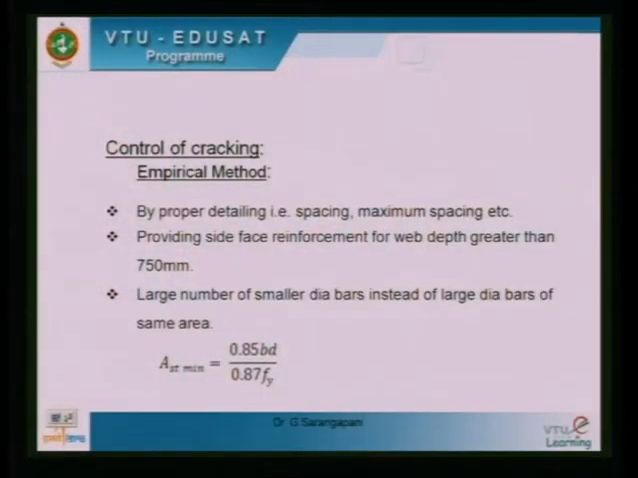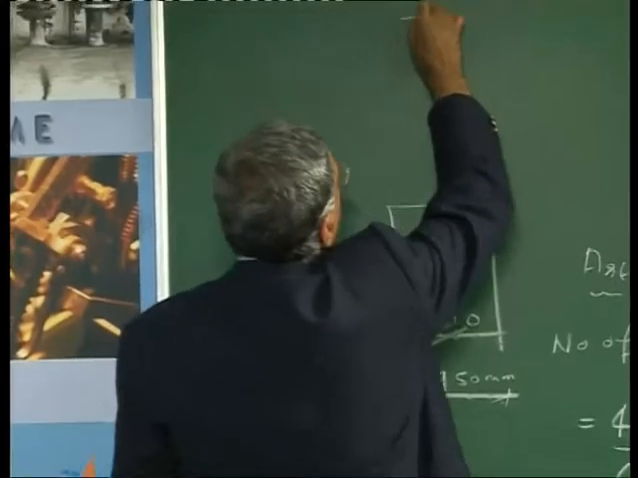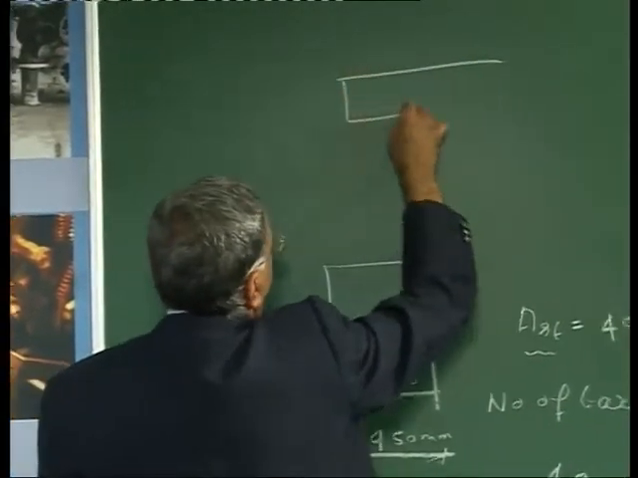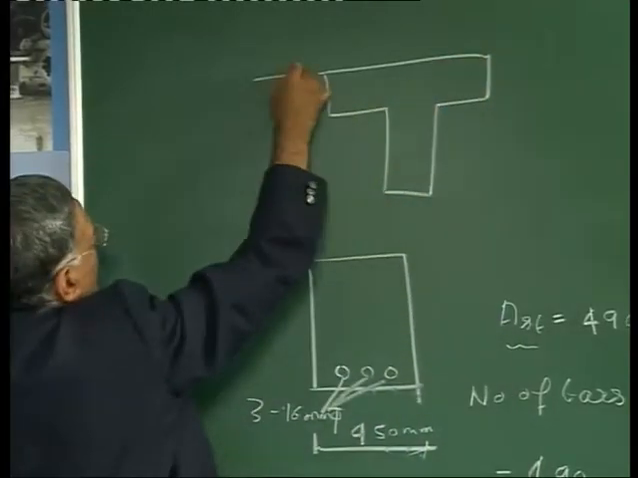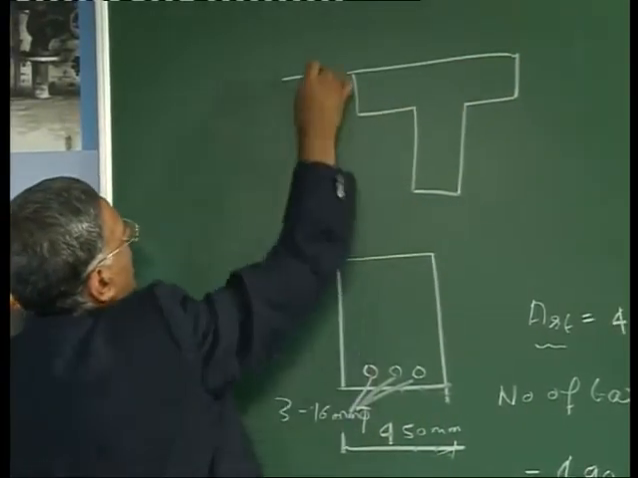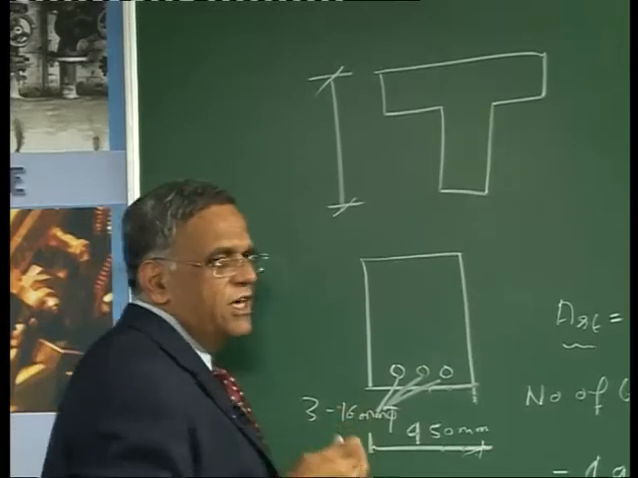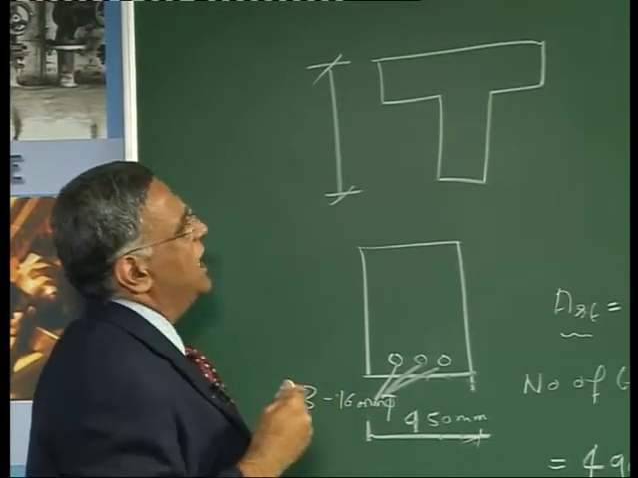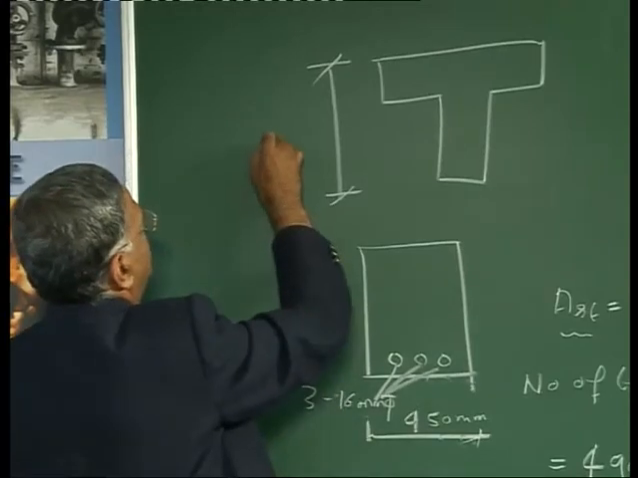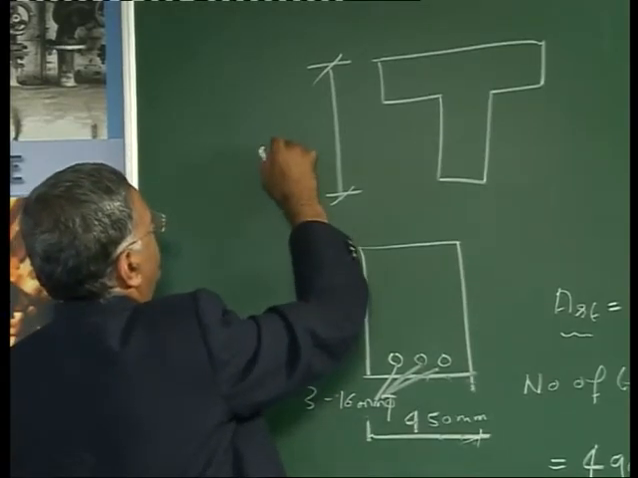Next, let us consider a deep beam like this. Sorry, it cannot be called a deep beam, a beam with large depth. You are not going to study the deep beam now. So now I have considered a beam of large depth. Let us say this is around 1000 mm.